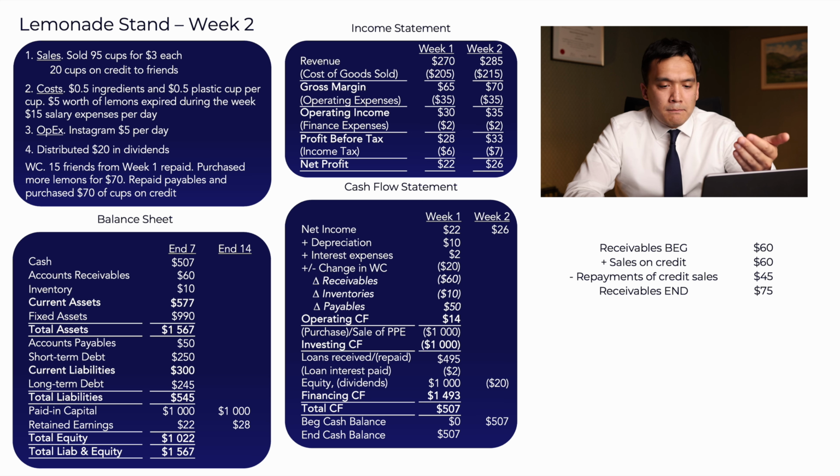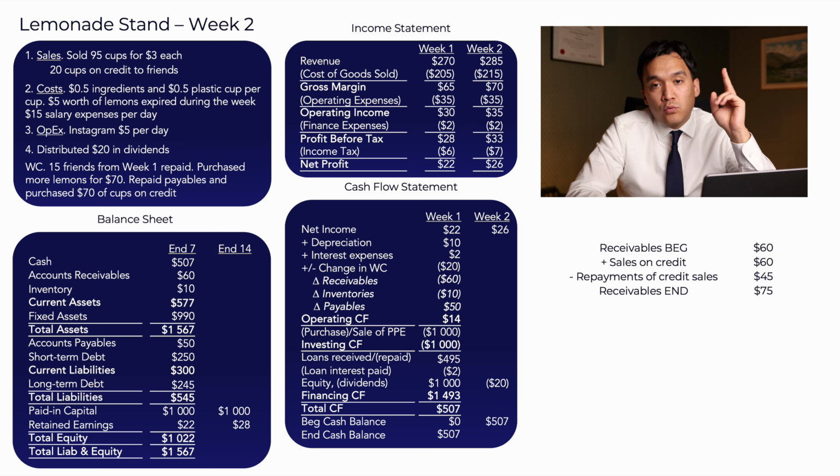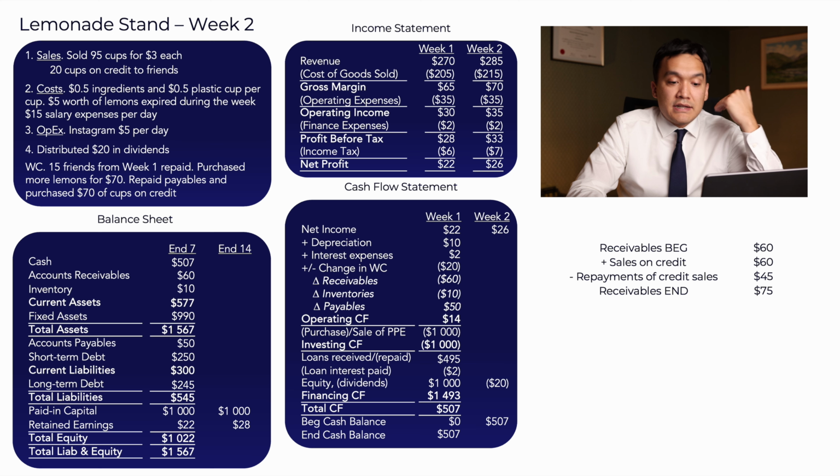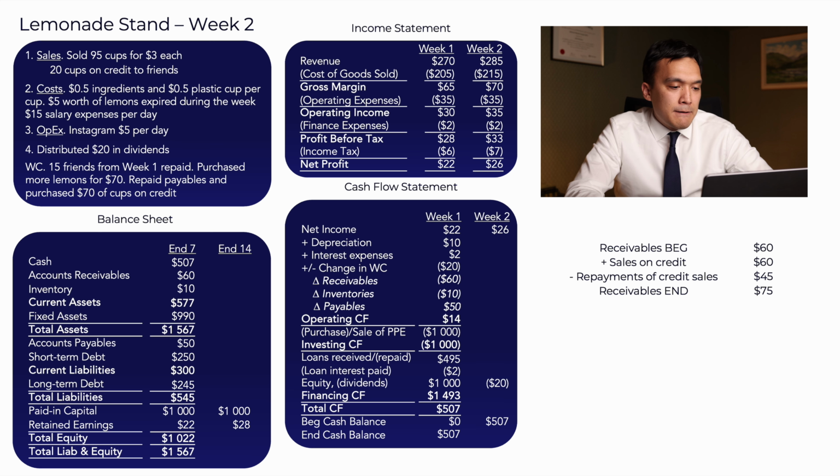So similar to week 1, in the income statement, we assume that we sold all 95 cups, but for 20 of them we didn't actually receive any cash. So in the cash flow statement, we reflect this as minus $60 as cash we didn't receive. And plus $45 is the cash we received from the creditors from the first week, our friends from first week. So minus 60 plus 45 is minus 15. This is what we reflect in the cash flow statement. And on the balance sheet, we show our receivable balance of $75.